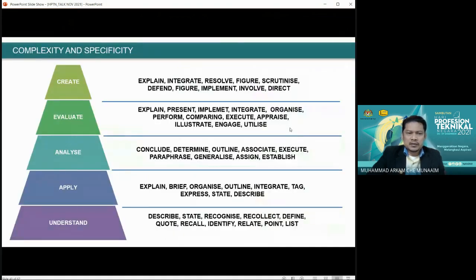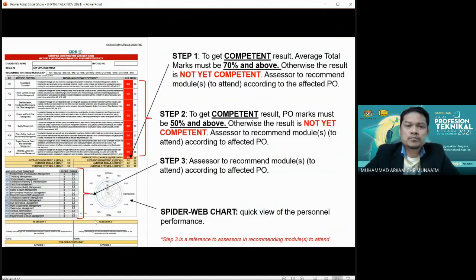Okay, the complexity. I mentioned just now this taxonomy: understand, apply, analyze, evaluate, and also create. The words there show you the complexity of the knowledge that you need to attain. If the examiner asks you to explain, integrate, resolve, figure, or scrutinize, that is higher level thinking that you need to master. Or if it is just memorizing a standard or understanding the method, then you can answer. It depends on the content.